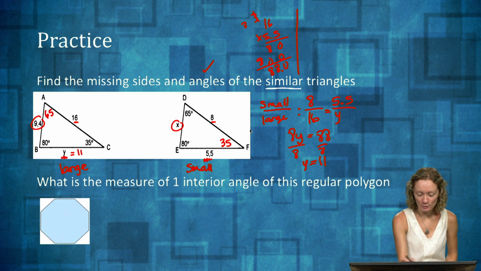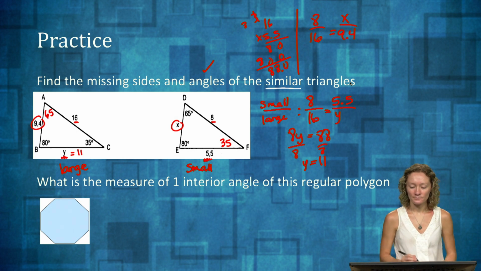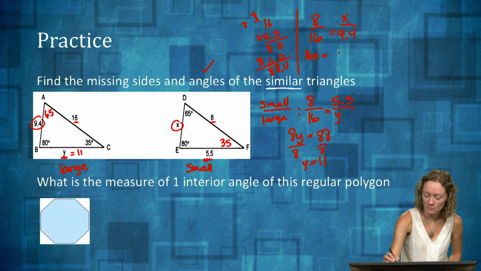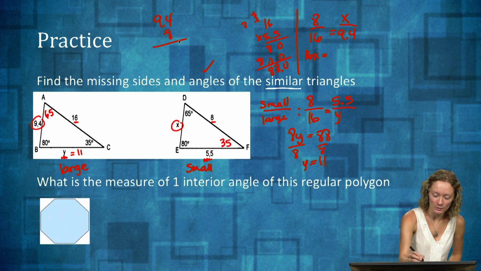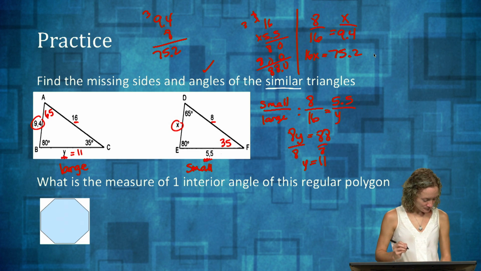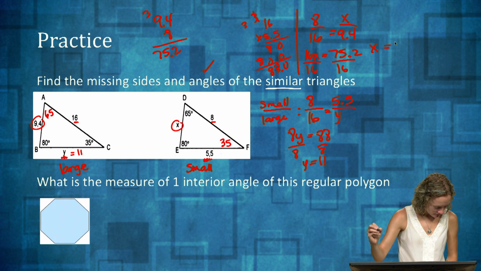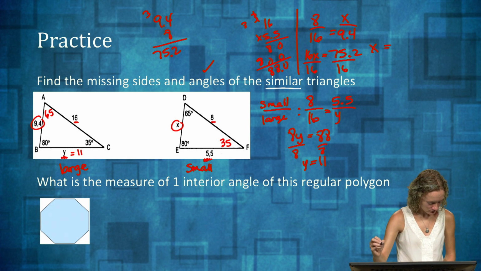All right, so my known proportion is still 8 over 16. That's the small to the large. And then the one I'm looking for is in the small, so x is on top, 9.4 on the bottom. Cross multiply, I have 16x equals 9.4 times 8, 75.2. And then divide by 16. x equals 4.7.